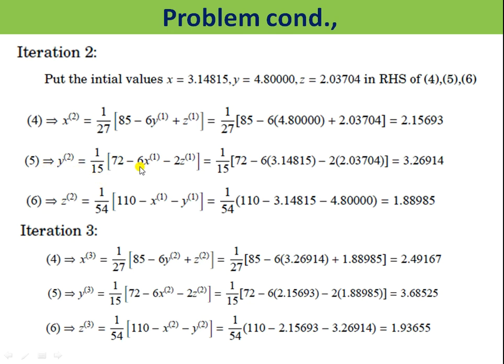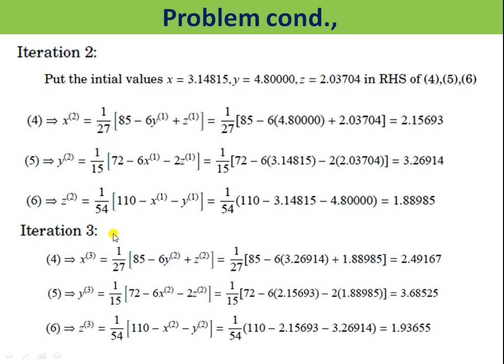Similarly, for equation number 5, the superscripts here indicate the second iteration, don't forget, guys. So y2 is 1 by 15 into (72 minus 6x1 minus 2z1). Replace the x power 1 value and z power 1 value, that is, the values you got from the first iteration. Replace here and simplify. You will get 3.26914 as the answer. Similarly, find the value for z2. For finding z2, we replace the values of x power 1 and y power 1 here and simplify. We will get 1.88985 as the answer, right? So are the second iteration and first iteration values of x, y, z equal? Obviously no.